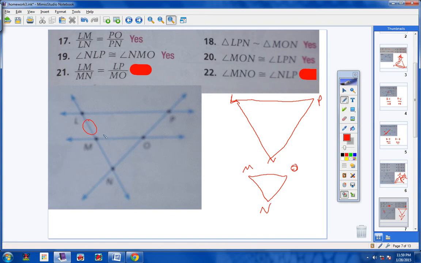LM over MN equals LP over MO. No, guys, we've never learned anything like that. Now, if they would have said LM over MN equals PO over ON, then you could say yes, because anytime you have a triangle and a line is drawn connecting two sides that divides the two sides proportionally, then that line is parallel to the third side.